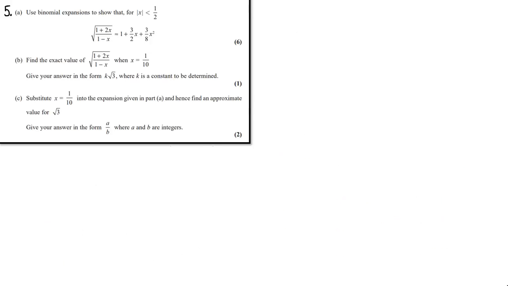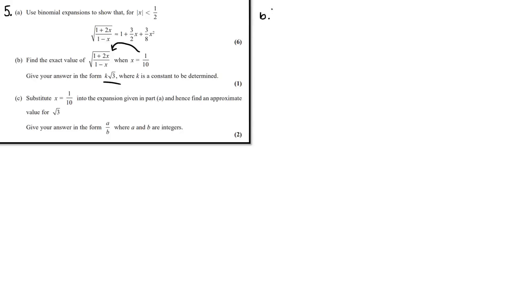Moving on to part B now, just for 1 mark, so hopefully it shouldn't be too much work. We just have to find the exact value of the square root of 1 plus 2x over 1 minus x when x equals 1 over 10. So all I simply need to do here is substitute this value of x into this expression here. The other thing we've got to be careful of is we need to give the answer in the form k root 3.